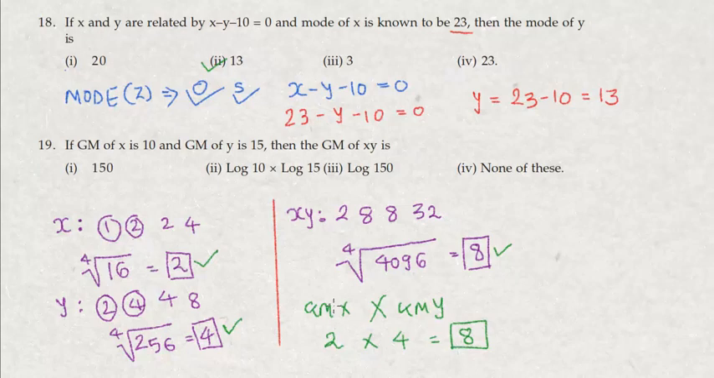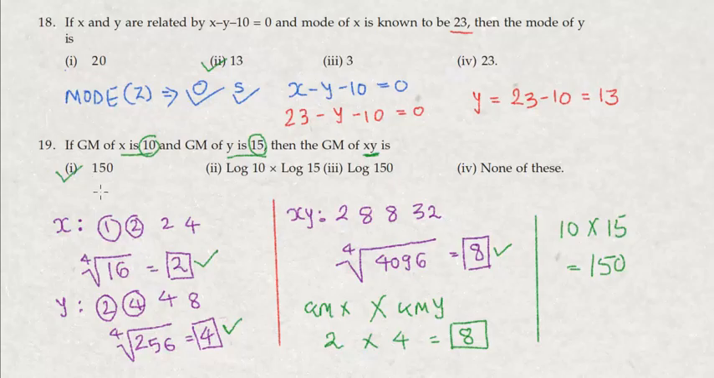So by taking this example, I think you are now clear. You have some intuitive idea that if we are given the geometric mean of one dataset X and the geometric mean of another dataset Y as 10 and 15, then the geometric mean of X into Y is nothing but the multiplication of this 10 and this 15. So in our problem the answer can be found very easily, which is 10 into 15 is equal to 150. So here in our case, the answer is option 1, that is 150.